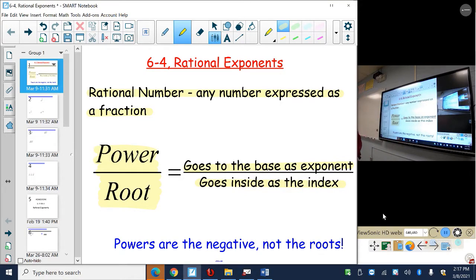Okay? So with that said, the power goes to the base of the exponent, and the root is the index of your radical. The powers are the negative, not the roots. We cannot have a negative root. You cannot have a negative index, okay? So if you have a negative fraction, the part that's negative is actually the power, not the root.